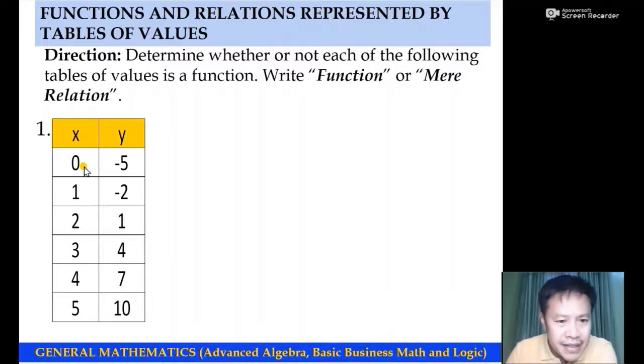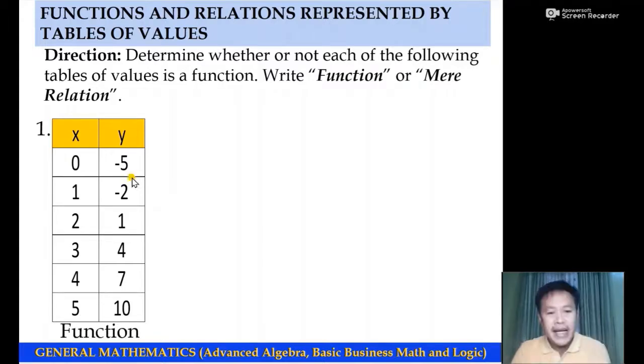Our x values are 0, 1, 2, 3, 4, 5. And our abscissas are unique from each other. And this is a function. Is it one-to-one? Yes, it is one-to-one because the images are different from each other. And this is also onto.